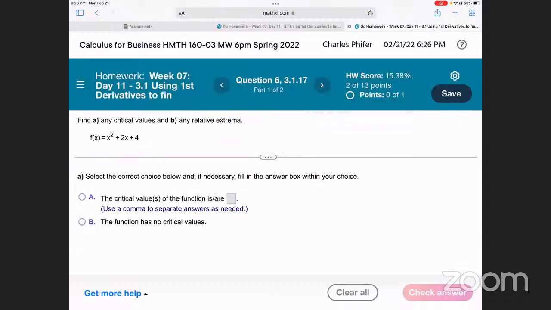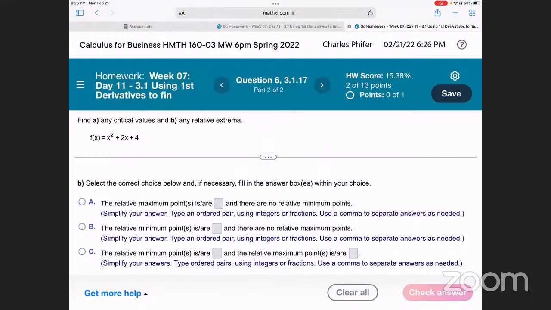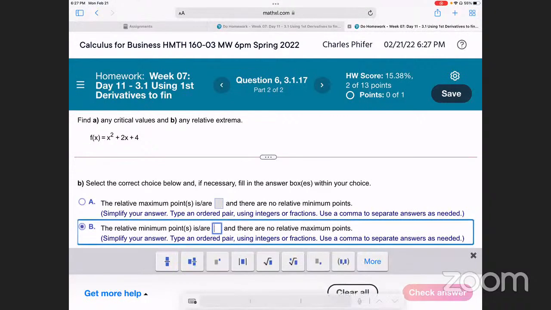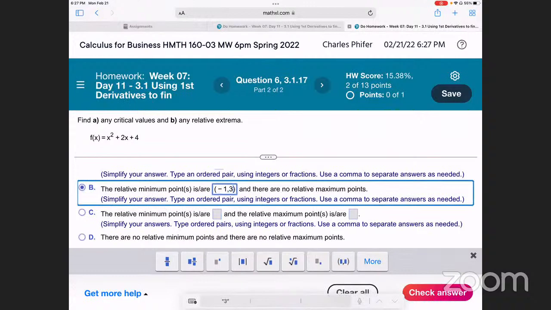It says, find the critical values. Use commas to separate the critical values. It should be just -1, right? I'm going to just put -1 for right now. Then select the correct choice, and then any relative extrema. The critical value was x equals -1, and we found through the first derivative test, by testing a number on the left and the right, that the first derivative went from negative to positive. So that means our original function went from decreasing to increasing, which means that we had a relative minimum, right? So I think it's B, right? The relative minimum point, what do we get? -1, 3.